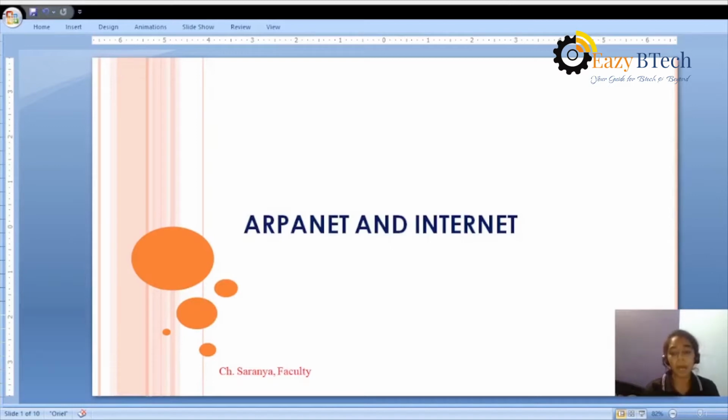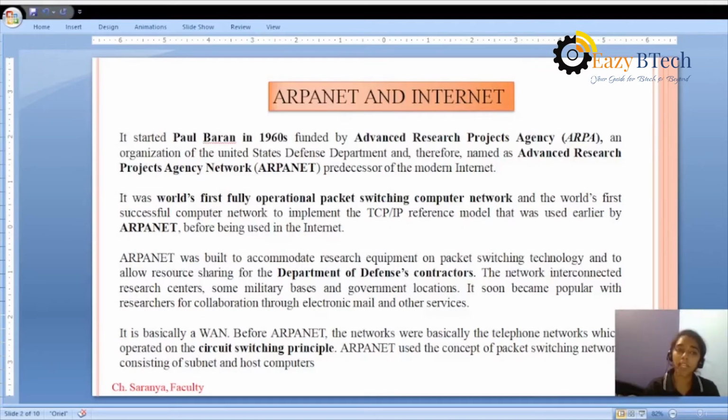Arpanet. Arpanet was started by Paul Baran in the 1960s, funded by the Advanced Research Projects Agency (ARPA), an organization of the United States Defense Department. Therefore, it was named the Advanced Research Projects Agency Network, ARPANET, which is called the modern internet. We briefly introduced this topic in the TCP/IP reference model. Let us discuss in depth what is meant by ARPANET.